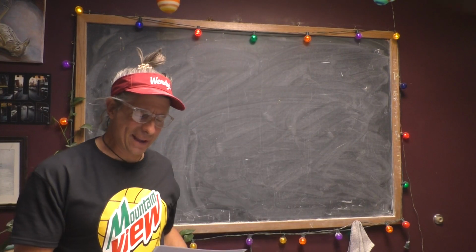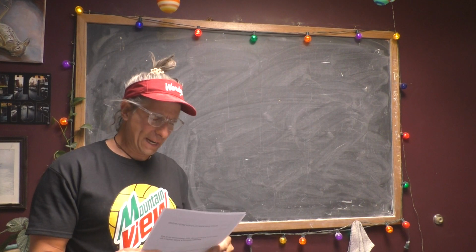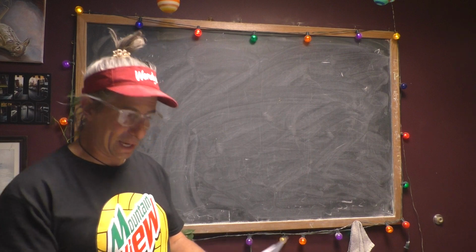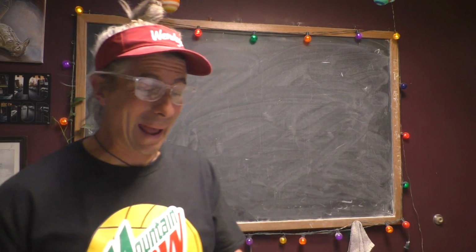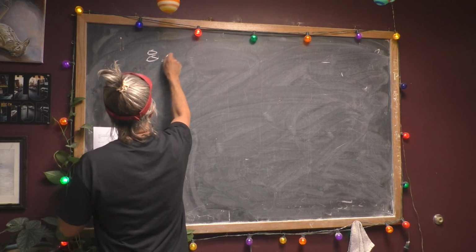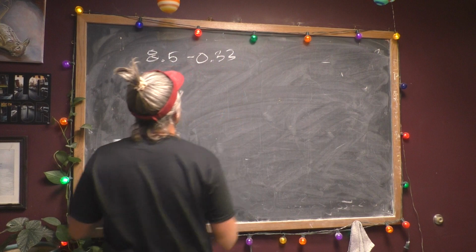G actually spans quite a few different ideas. They're all decimal problems, and it's everywhere from addition to subtraction to multiplication to division. So we're going to see a mixed bag in these. The first one, I'm going to write it horizontally like it's written here, and then we're going to deal with it. 8.5 minus 0.33. Okay.